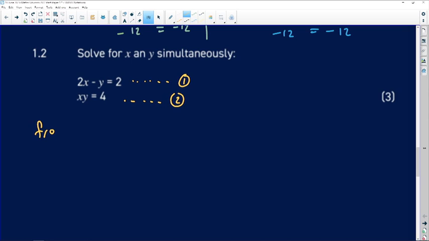So I'm going to start with equation 1, the first one here. And I want to make either x or y the subject of the formula. So if 2x take away y is equal to 2, I'm sure you'll agree with me, it will be better to make y the subject of the formula. So if I add y on both sides of the equation, I'll have y on the right-hand side, and I subtract 2 on both sides of the equation, I'm going to have 2x take away 2. And this I'm going to name equation 3.